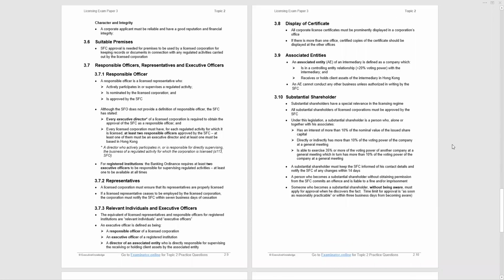Given that we're with corporations, corporations must have suitable premises, paragraph 3.6. SFC approval, as we said there, is needed for premises to be used by a licensed corporation for keeping records or documents in connection with a regulated activity. So you've got to show the SFC you have the appropriate premises. Responsible officers, representatives, and executive officers, that is what we will start part 2 of topic 2 lecture.